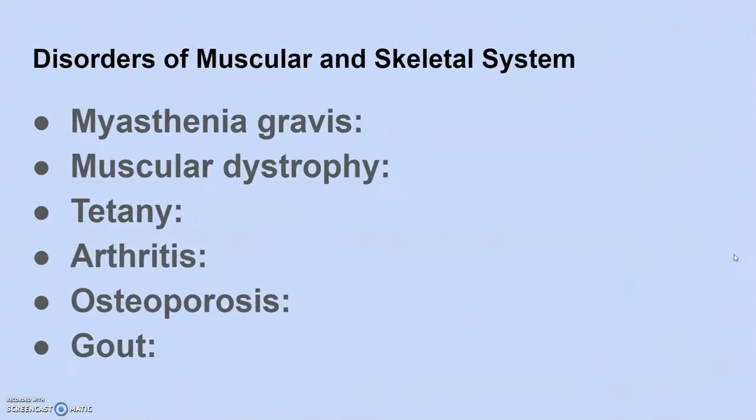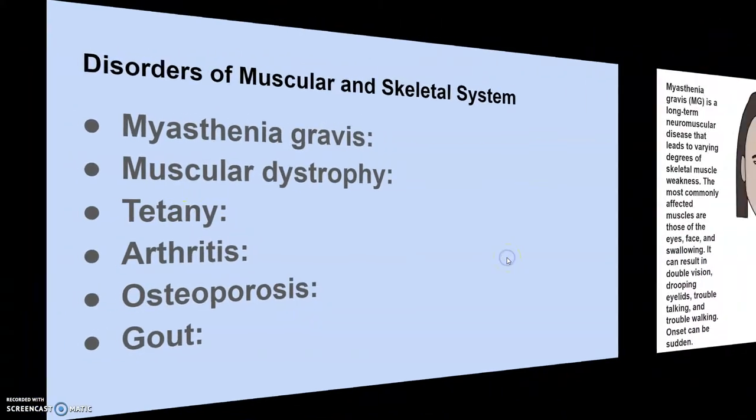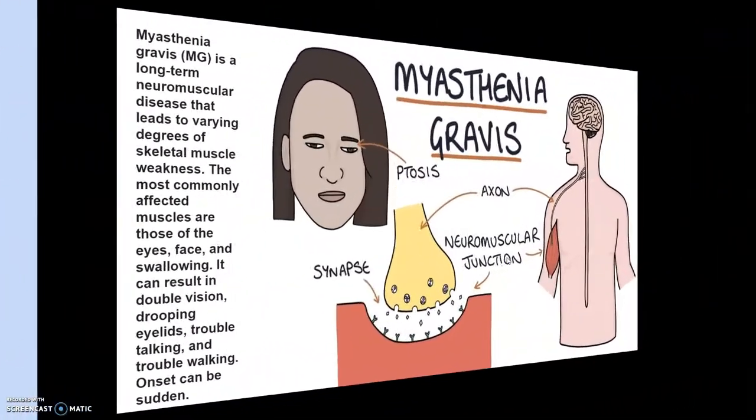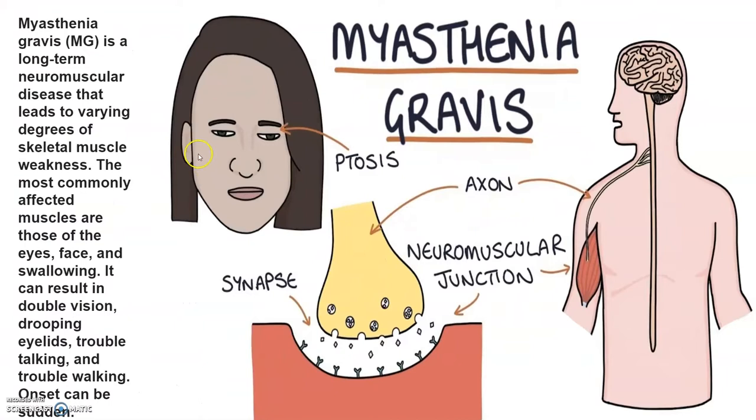Let's talk about the disorders of the muscular and the skeletal system. We'll discuss here a few disorders: myasthenia gravis, muscular dystrophy, tetany, arthritis, osteoporosis and gout. First we see myasthenia gravis. It is a long-term neuromuscular disease.